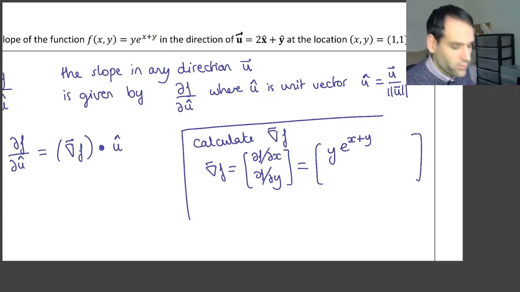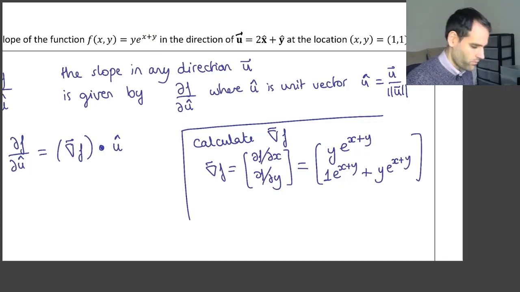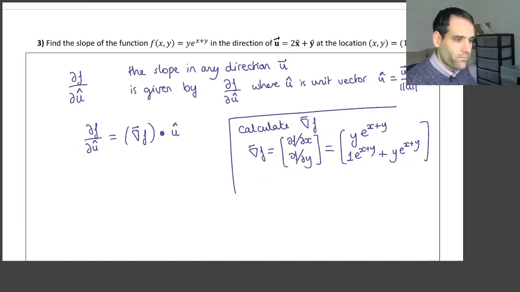So for this we will need to use the product rule, right? So we have to do the derivative of this times this without derivative with respect to y. So the derivative of y is 1 times the exponential without derivative, plus the y without derivative times the derivative with respect to y of the exponential. So y times the exponential, which is its own derivative. Okay? So that's the gradient of f.